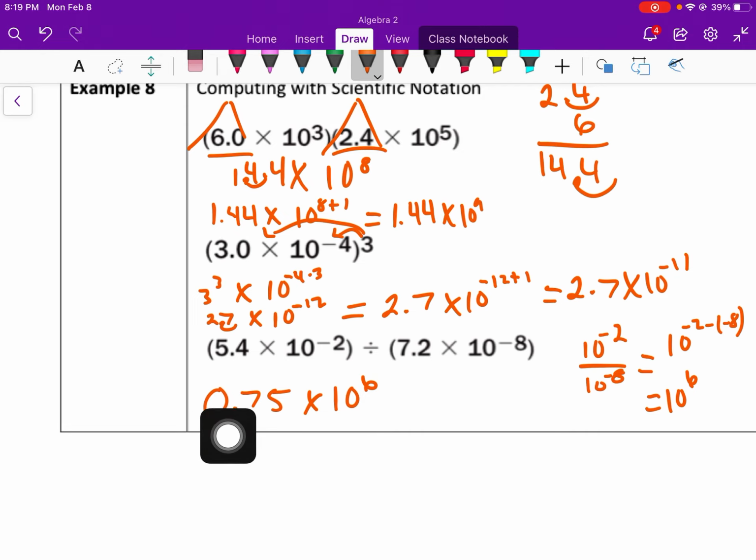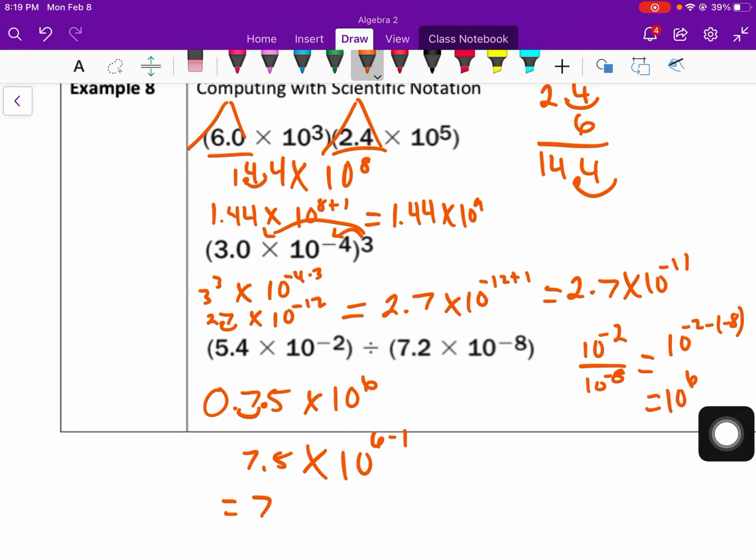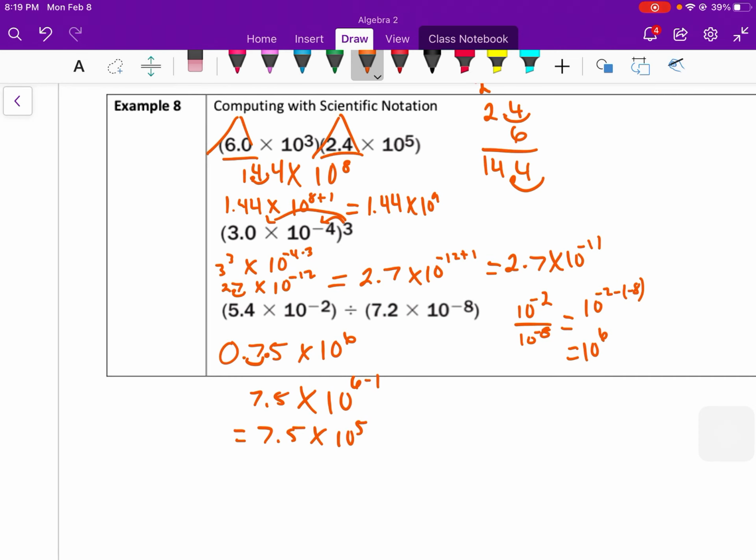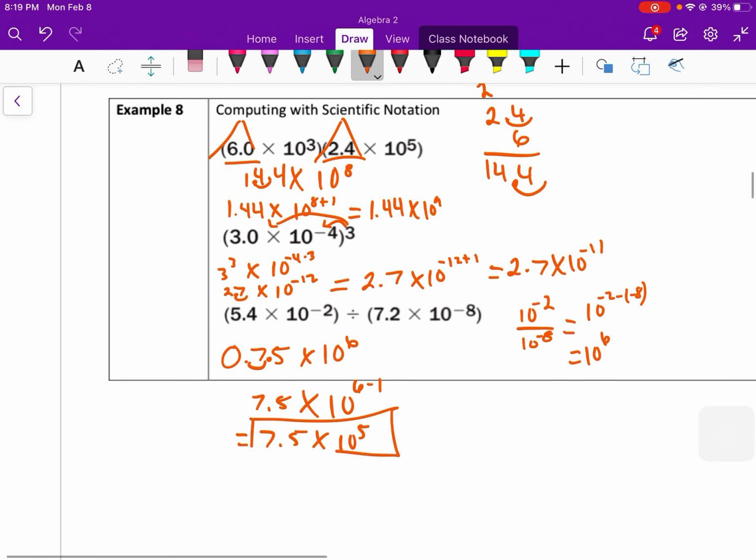Now in this case, to get to that digit or integer between 1 and 9, we have to move it to the right. So we have 7.5 times 10 to the 6 minus 1, because we need one more to go left, so minus 1. So then rewriting that, we have 7.5 times 10 to the 5th.